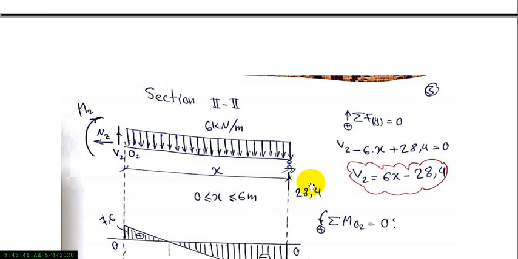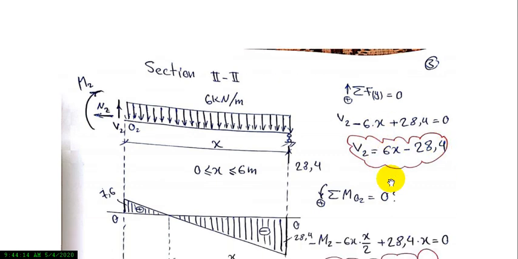So we use the static equations. Summation of Fy equals 0, the upward direction we accept as positive: V2 minus 6 multiplied by x plus 28.4 equals 0. We move this part to the other side of the equation. V2 is equal to 6x minus 28.4. This is the equation of shear in this part.